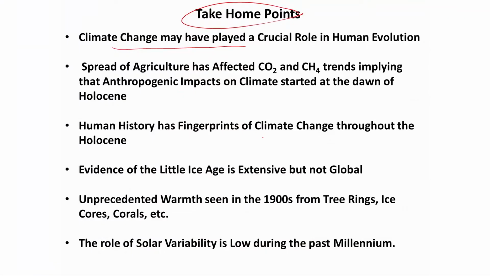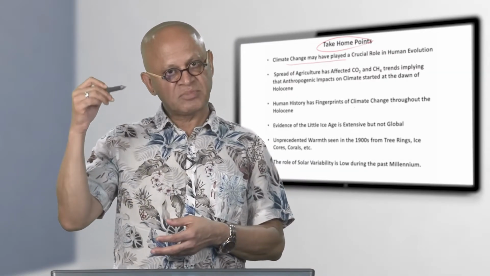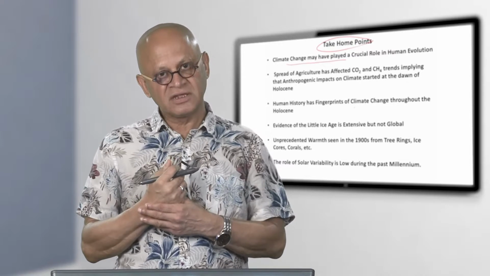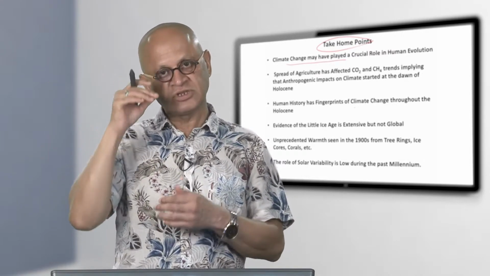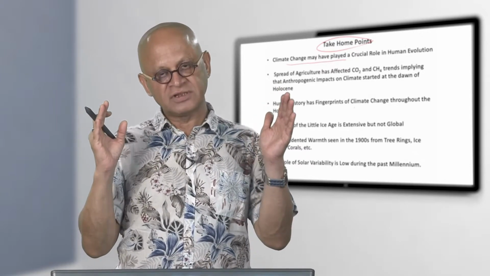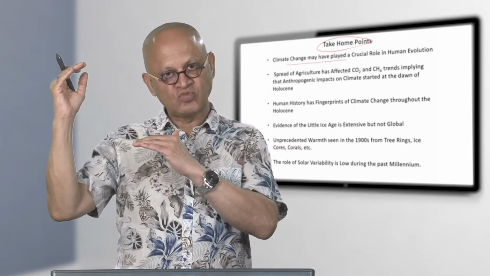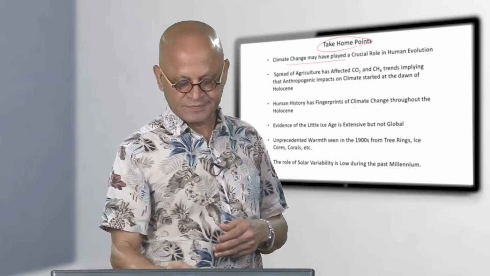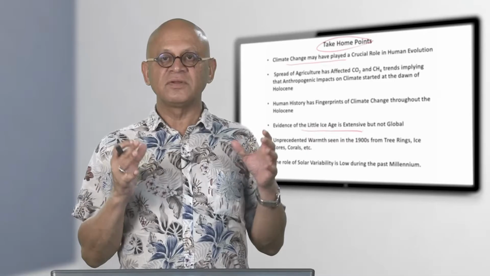So, human history has had fingerprints on climate change throughout the Holocene, and the main thing, as I said, is that the Holocene temperature changes have been less than a degree, and now we are already passing 1 degree since the industrial revolution. So, we have to be careful about how we have evolved and what our tolerance or vulnerabilities are, and if we warm too much, what will happen. Evidence of the Little Ice Age is quite extensive, but it is rather limited.